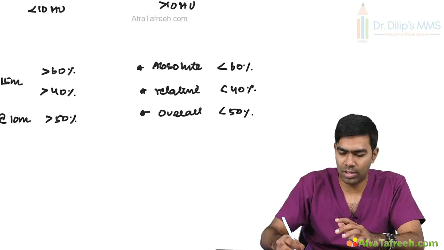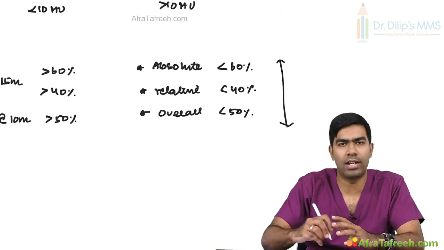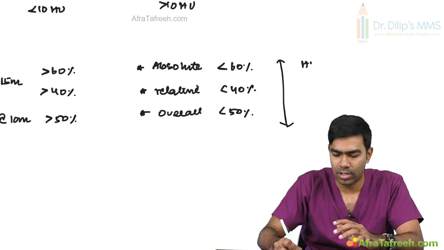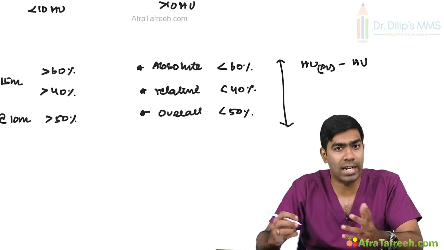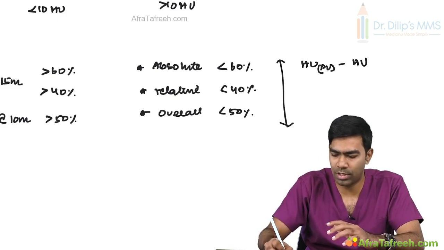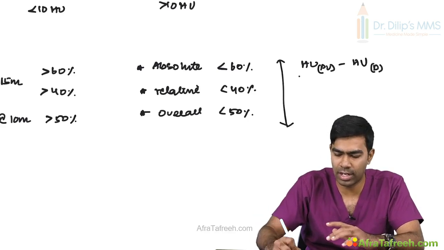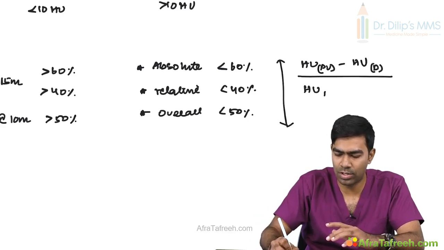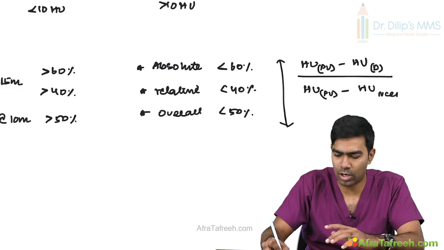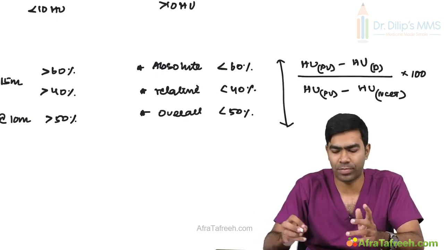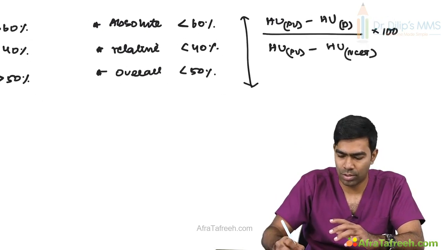How will you find out the absolute and relative washout? There is a formula. You have to use the Hounsfield units at different phases of enhancement: Hounsfield unit in portal venous phase minus Hounsfield unit in the delayed phase, divided by Hounsfield unit in the portal venous phase minus Hounsfield unit in the non-contrast CT, multiplied by 100. So this will give you the percentage absolute washout.